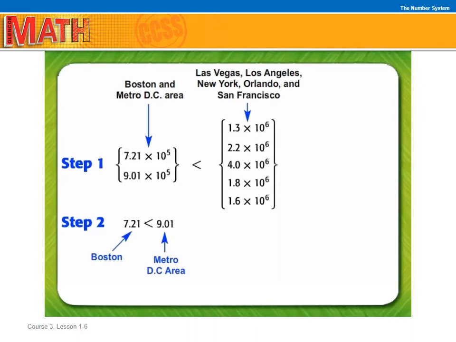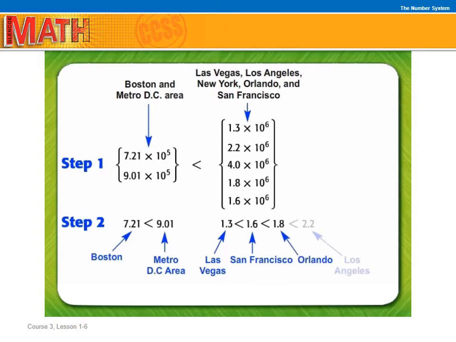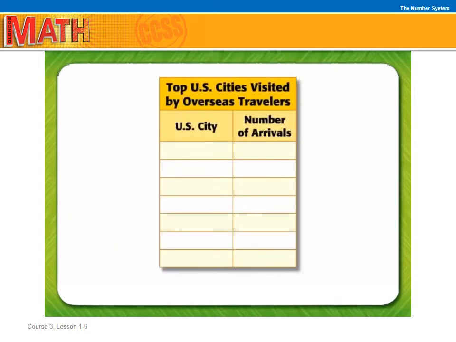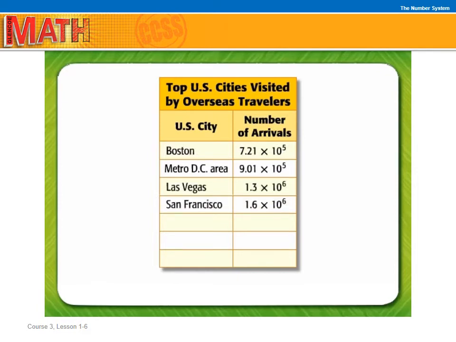Look at the next group of cities. From least to greatest, there is Las Vegas, San Francisco, Orlando, Los Angeles, and New York. So the order of these cities from least number of arrivals to greatest number of arrivals is Boston, the Metro D.C. area, Las Vegas, San Francisco, Orlando, Los Angeles, then New York.